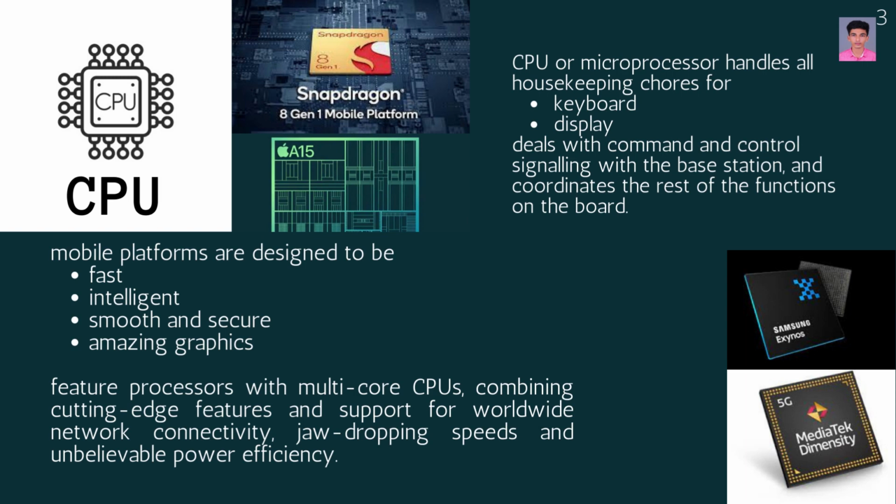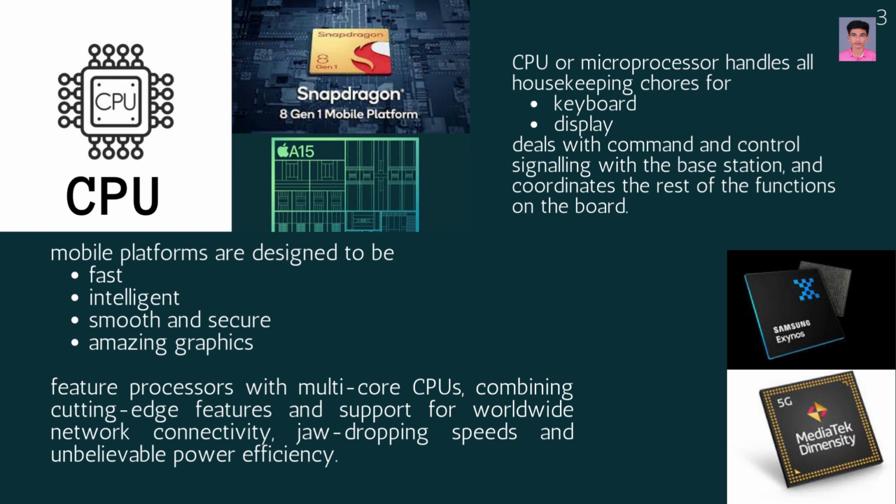So first of all, it is about CPU or the central processing unit. It handles all housekeeping for keyboard and display. It deals with command and control signaling with the base station and coordinates the rest of the functions on the board. So the CPU determines the mobile device's speed.